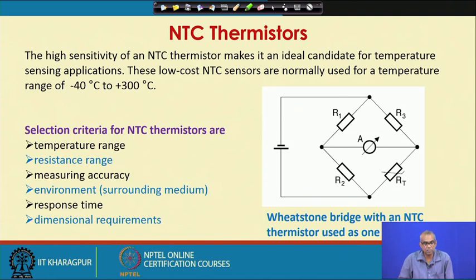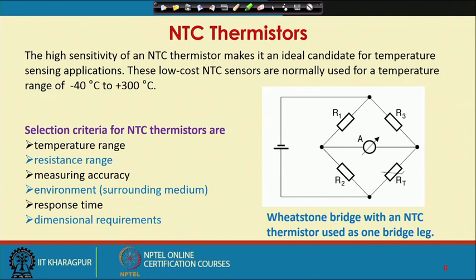The high sensitivity of an NTC thermistor makes it an ideal candidate for temperature sensing applications. These low cost NTC sensors are normally used for a temperature range of minus 40 degrees Celsius to 300 degrees Celsius. Please note that the temperature range is not very great, but in this temperature range the thermistors are extremely sensitive instruments, and also it is low cost, inexpensive, because these are made of inexpensive semiconductor materials.